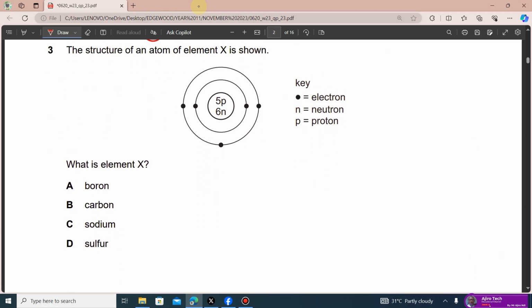The structure of an atom of an element X is shown. So you are given the number of protons and neutrons in the nucleus. So we use the number of protons to identify the element because the number of protons is the same thing as the atomic number. So if you are not too sure, consult the periodic table. Look for an element with proton number 5 or atomic number 5. You see that is boron.